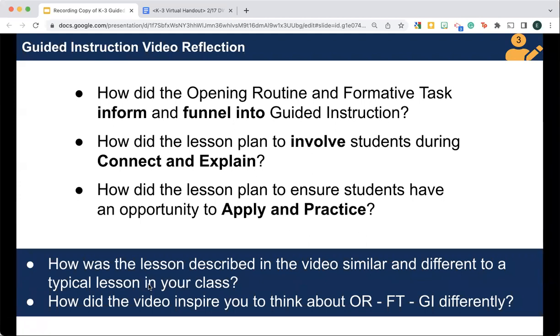How was the lesson she described in the video similar and different to a typical lesson in your class? How did the video inspire you to think about the opening routine, formative task, and guided instruction differently?